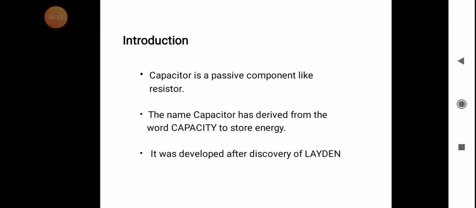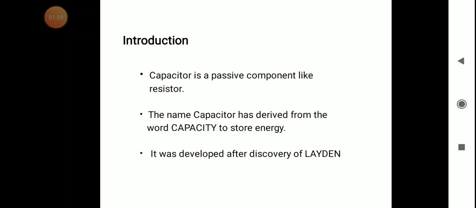A passive component will absorb or take the energy, but it does not produce energy. It is not a current source or voltage source. It is only the taker, not the giver. So that's why it is called a passive component. Without any energy, it does not have any meaning.